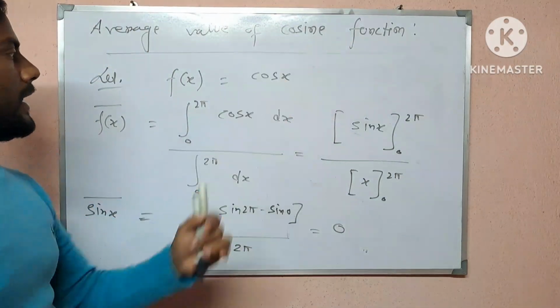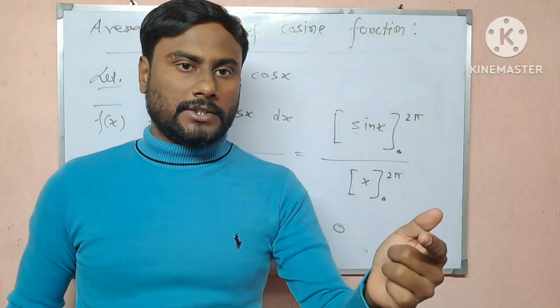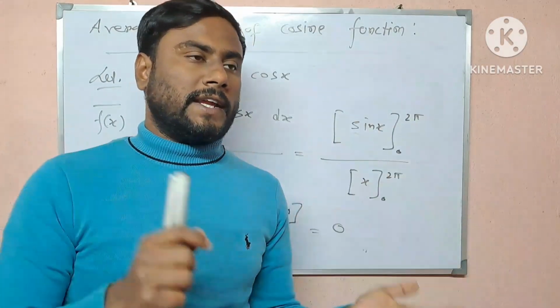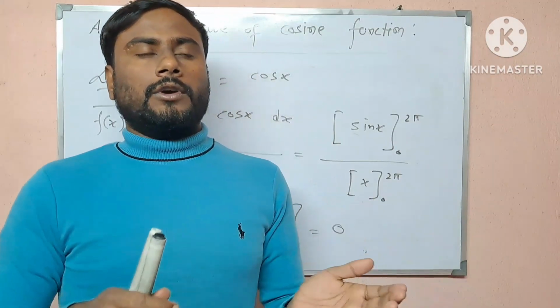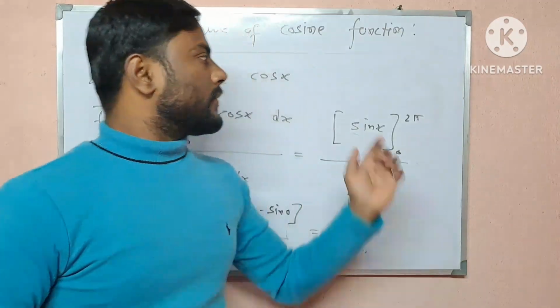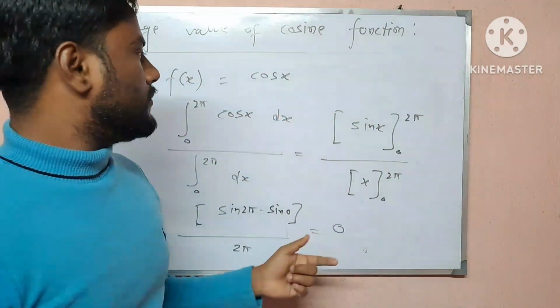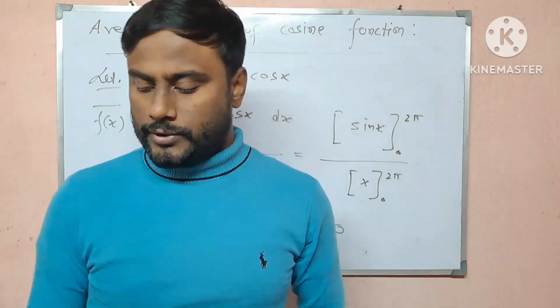So what we just saw is that the average value of the sine function and the cosine function, that means sin x or sin y or sin z or sin t, anything, or cos z or cos t or cos y, anything, in full cycle, meaning 0 to 2 pi, is equal to 0.